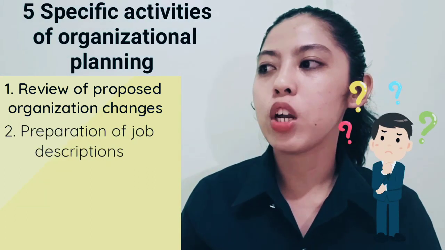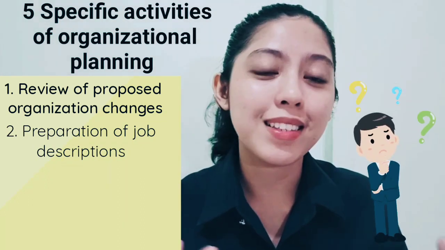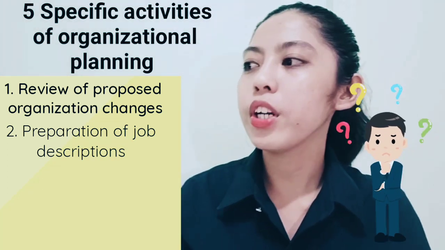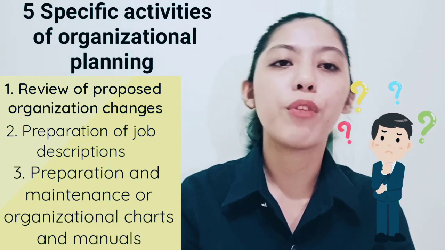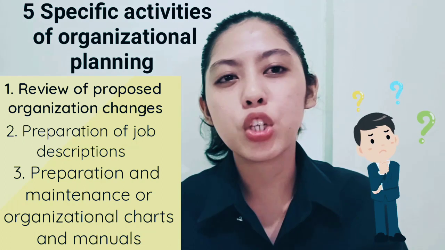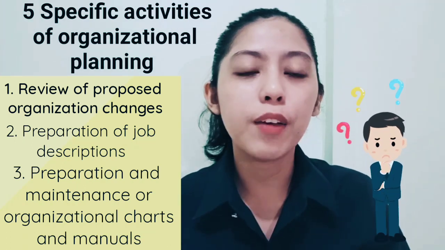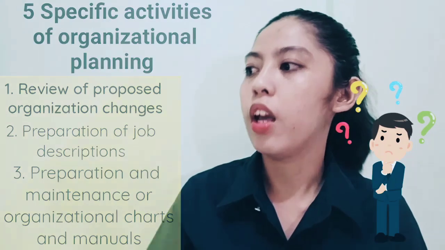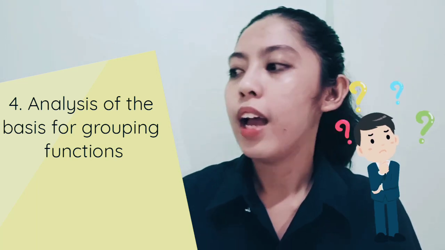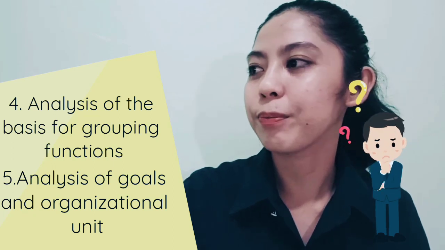Second is the preparation of job descriptions, like understanding what an employee is capable of doing or offering to the company. Third is the preparation and maintenance of organizational charts and manuals, meaning the functions of employees, and maintaining the organizational charts even if there are changes in job positions. Fourth is the analysis of the basis for grouping functions. And fifth is the analysis of goals and organizational units.